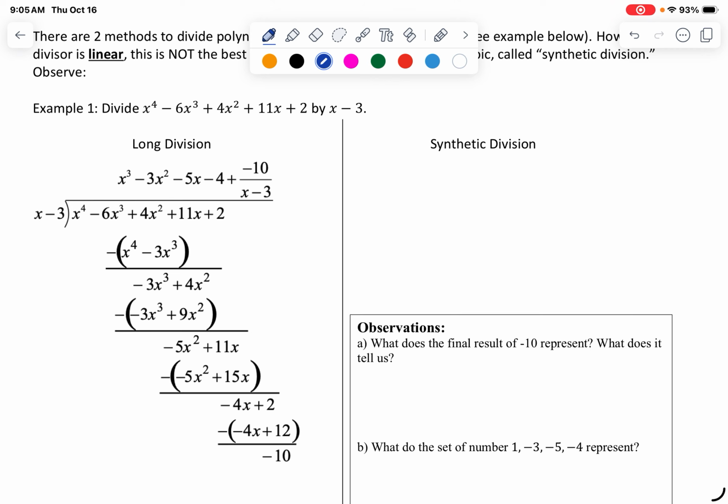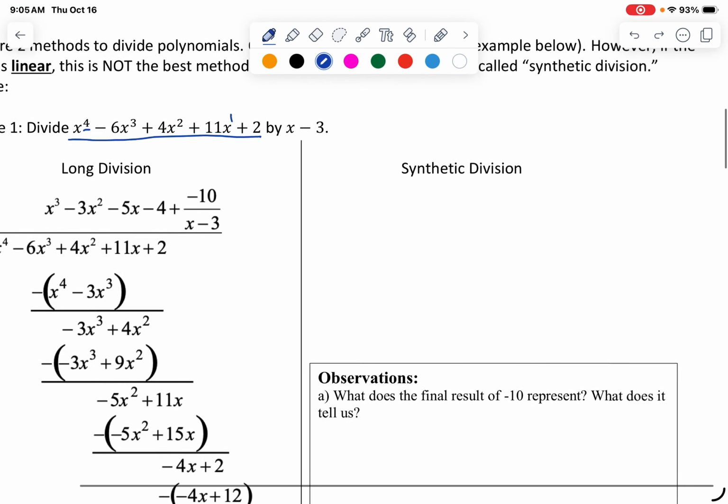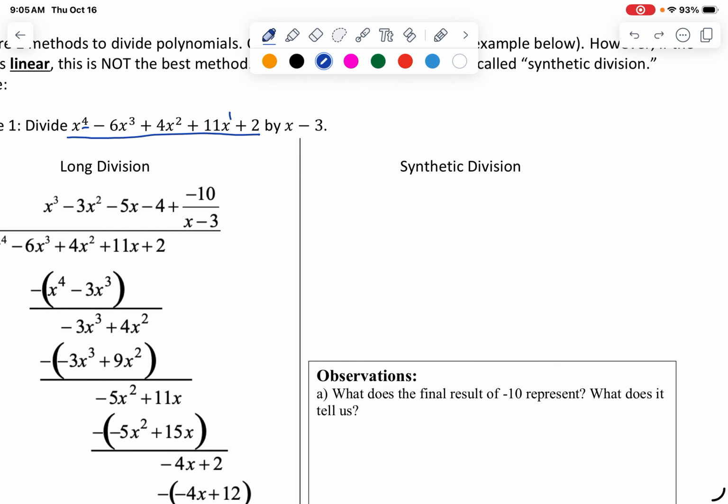Okay, so what you're going to do is look at what you're dividing, and make sure that there's no term missing. So it has to go x to the 4th power, then I need the 3rd power, 2nd power, 1st power, and my constant. Let's say that this wasn't here, then I would put plus 0x cubed in its place because I would need a placeholder for it. But that is there. So you're going to write down the coefficients on each of your terms. The coefficient on my x to the 4th is a 1. Then I have a -6 on my x cubed, a 4 on my x squared, an 11 on my x, and a 2 is my constant.